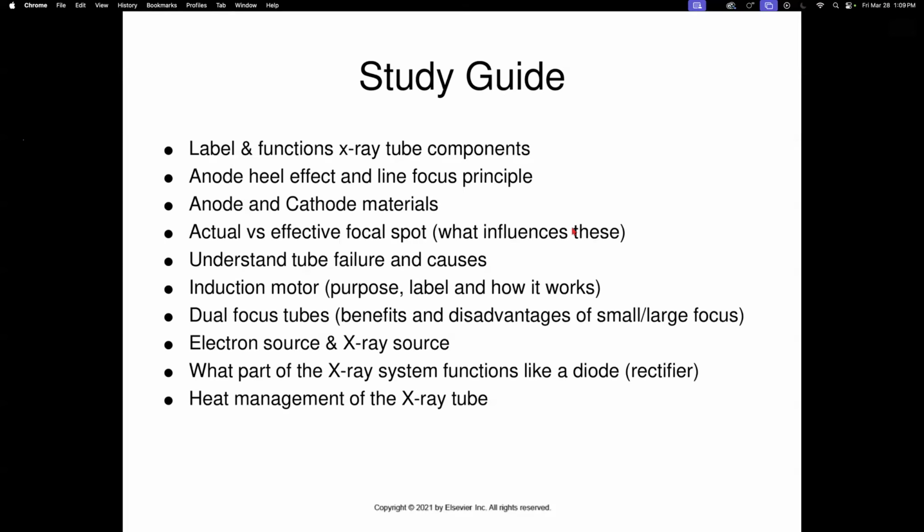Would it be fair to say that the actual focal spot is the origin of the photon? Yes. Okay, thank you. Yeah, exactly right.